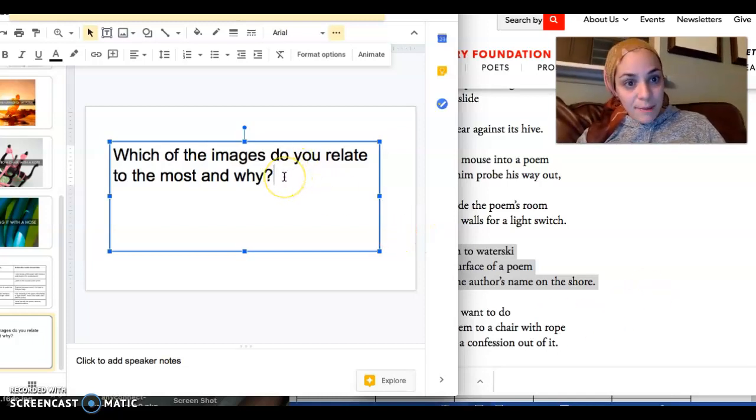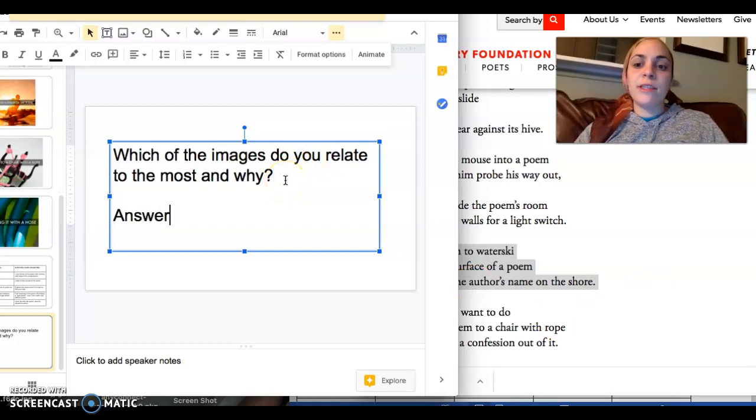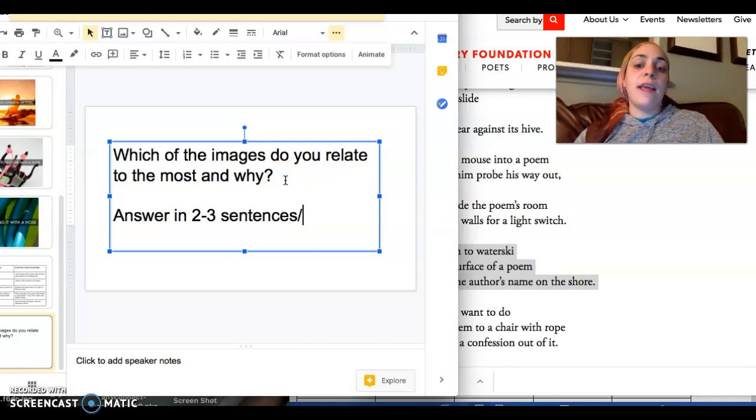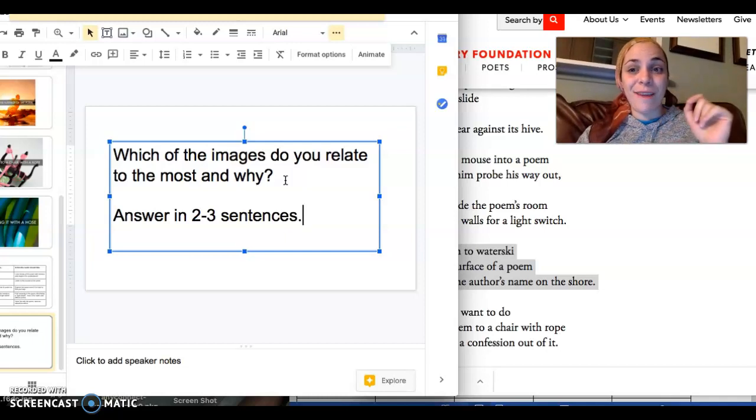So that's your assignment for today. I want you to answer this in 2 to 3 sentences, and I want you to take a picture of that and send it to me over WhatsApp until we have our Google Classroom up and running.